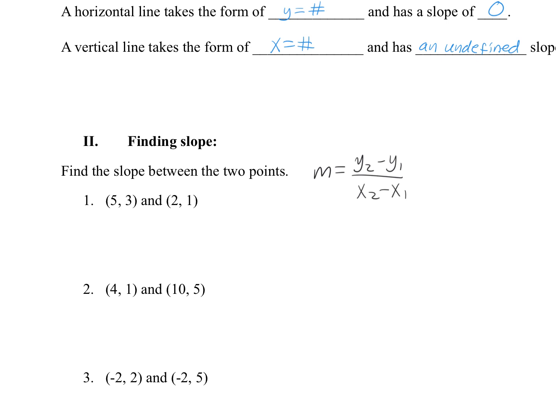All right, so I'm going to go ahead and label my points. Doesn't really matter which one is which, just as long as it's consistent, meaning I have an x1 and a y1 in the same point, and an x2 and a y2 in the same point. All right, so I'm going to write my equation m equals, and I'm going to plug in all the information that I have. y2 is 1, all right, and y1 is 3, so 1 minus 3. And on the bottom, I have an x2, which is 2, minus x1, which is 5.